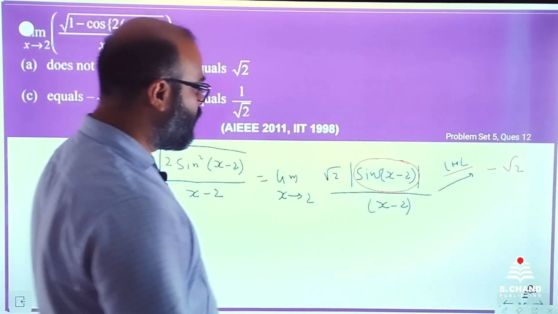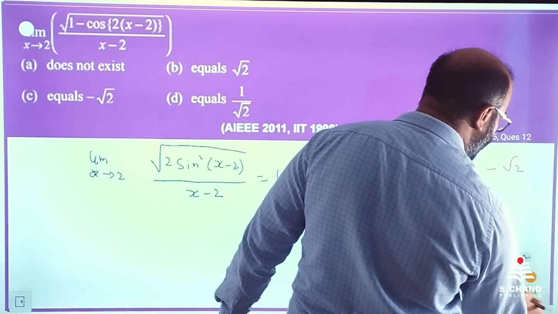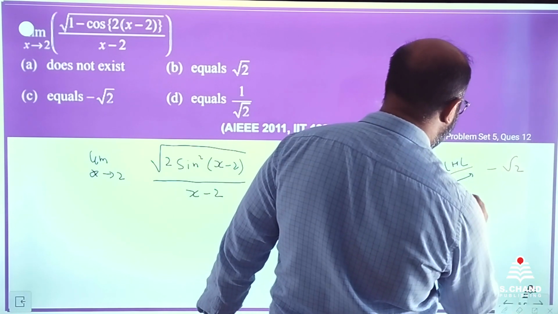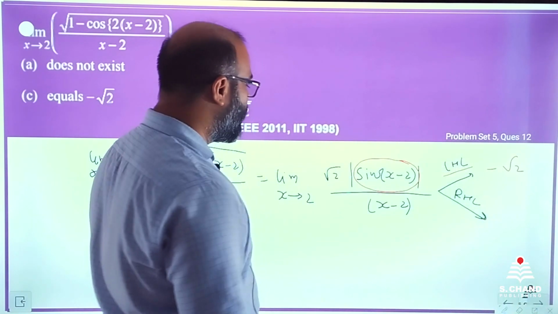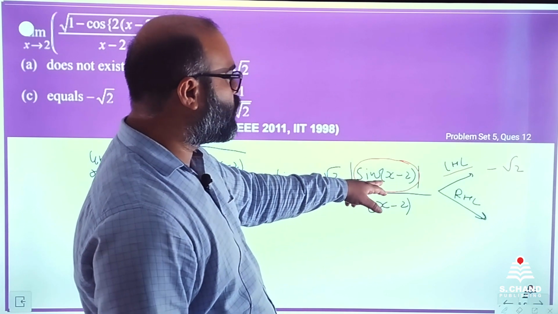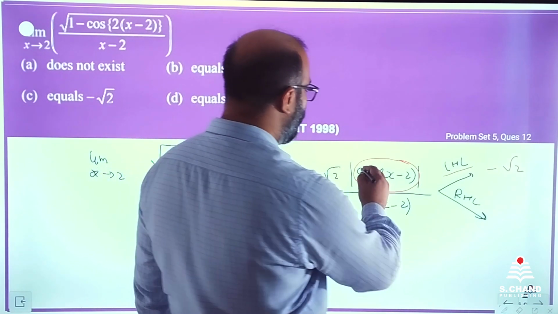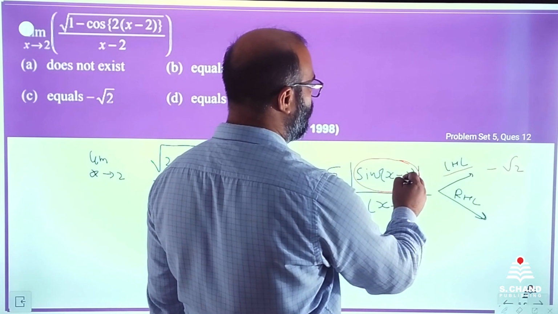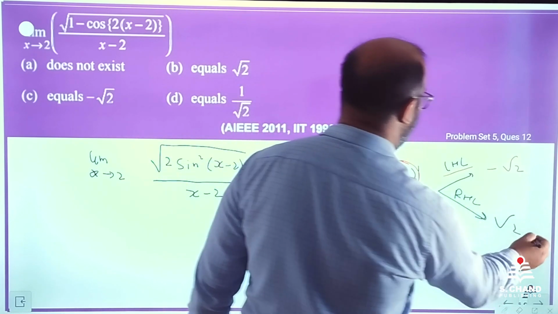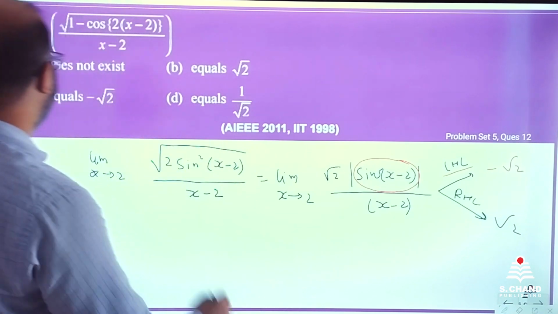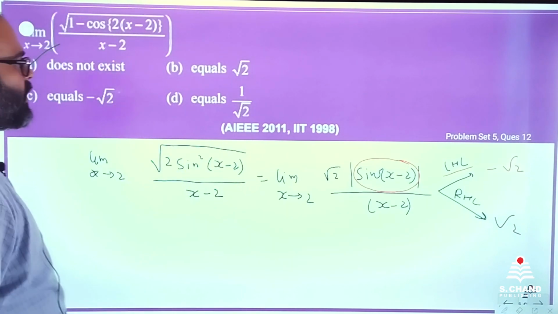And if you are going for the right hand limit, what will happen? For the right hand limit, this quantity will be a positive quantity, as x will be 2 plus. So this will be simply sin x minus 2 over x minus 2. So this will be root 2. So minus root 2 and root 2 are not the same. So we will say that its limit does not exist.